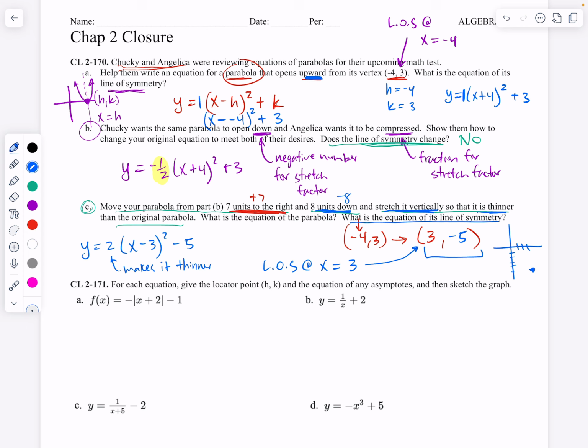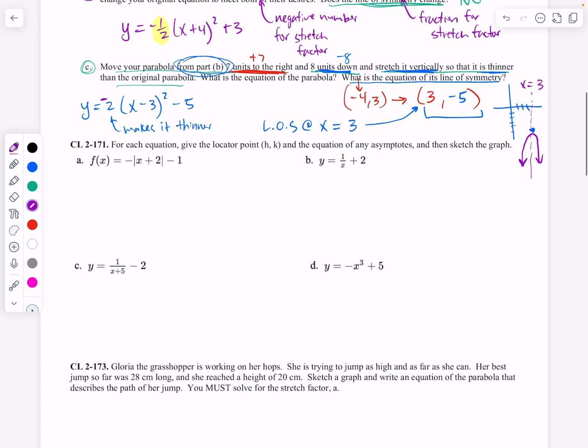And I'm seeing this right now. It says from part B. So actually I'm going to add a negative in front of this 2 because it still needs to be opened down. So I want it to now be thinner, something like this. And the line of symmetry is going to go right down the center of that. So that's the x equals 3 line. Okay.